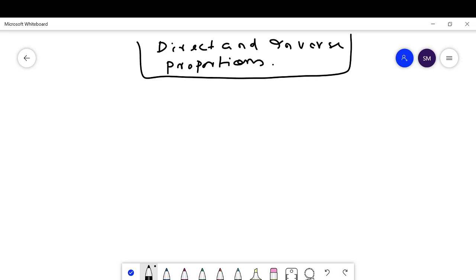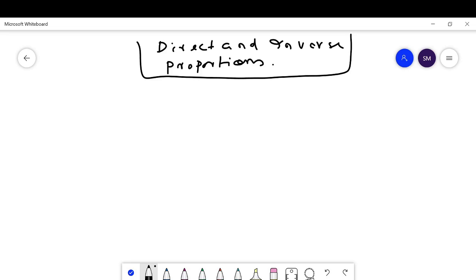But in the other case, suppose one work is finished by 4 persons in 10 days. When there are 8 persons, the work is finished in 5 days. Here the number of persons increases, then the number of days decreases. This is called inverse proportion.